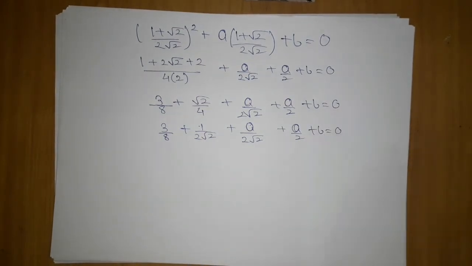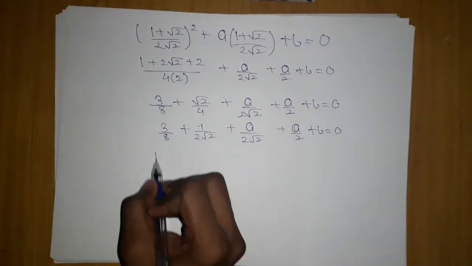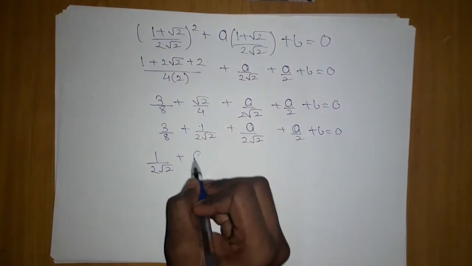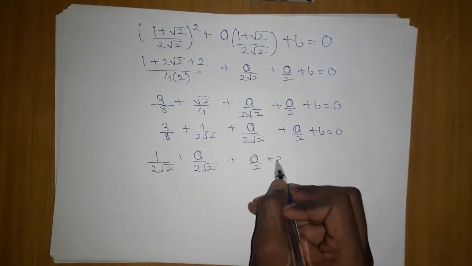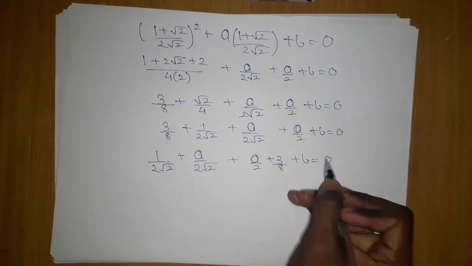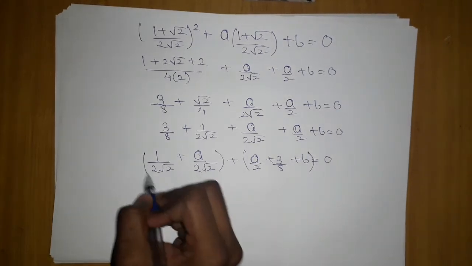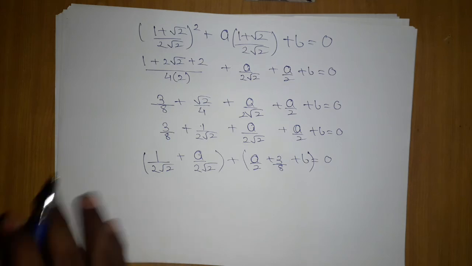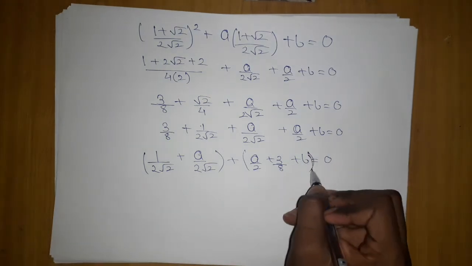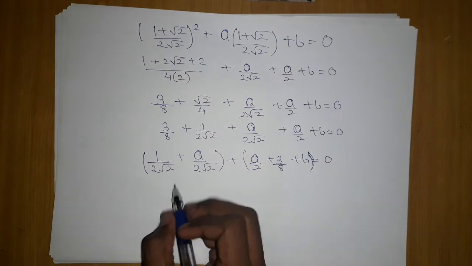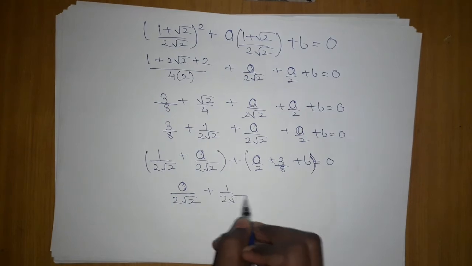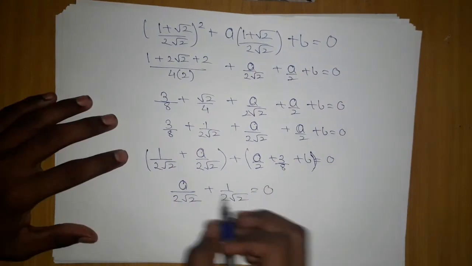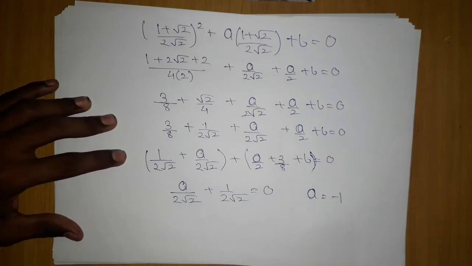Now let's separate the two parts, the terms which are irrational and the terms which are rational. If I arrange them, these will be the irrational terms, a upon 2 under root 2, and a by 2 plus 3 by 8 plus b. Now this rational term and this irrational term should each be equal to 0, because otherwise they will not be equal to 0, and if it is a root, they should be equal to 0. So this a upon 2 under root 2 plus 1 upon 2 under root 2 should be equal to 0. If I equate it to 0, what do I get? a equals minus 1.